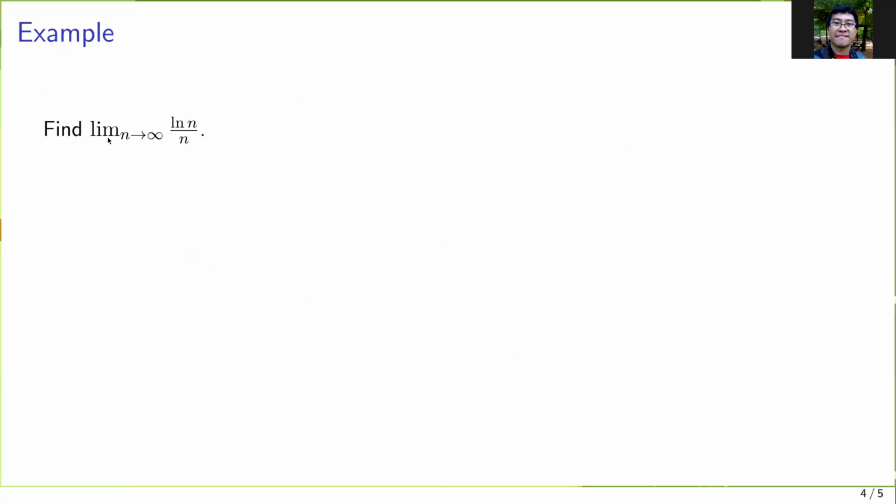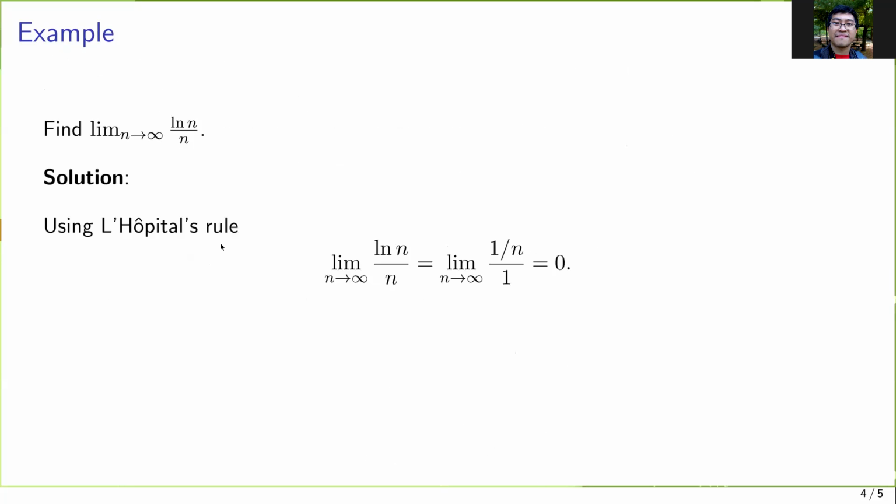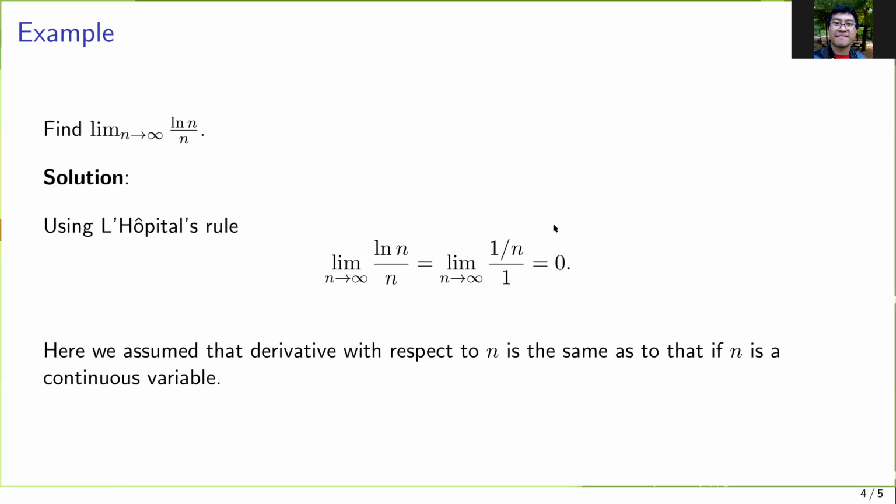Another example, let's consider the limit as n approaches infinity of ln n divided by n. We can use L'Hopital's rule since if we substitute n, we get an indeterminate form. So we take the derivative of ln n, we get 1 over n, and the denominator n, take the derivative, that's 1. Substitute n by infinity, you get 0. Here, we assume that the derivative with respect to n is the same as if this n is a continuous variable.